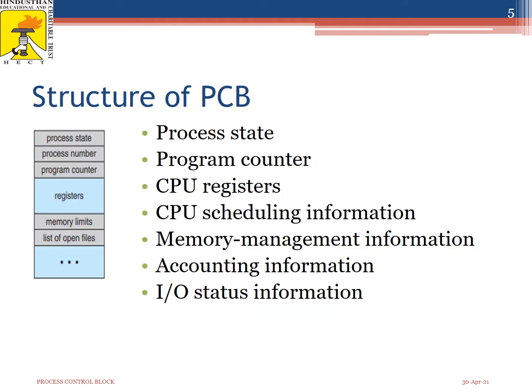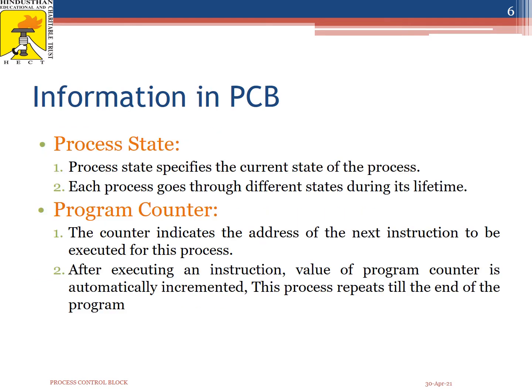Next, we are going to see the structure of PCB. The PCB contains process state, program counter value, the values of CPU registers, CPU scheduling information, memory management information, accounting details, and IO status information. In the upcoming slides, we are going to see what is the use of each field in PCB. Next, we are going to discuss the different fields that are maintained under PCB.